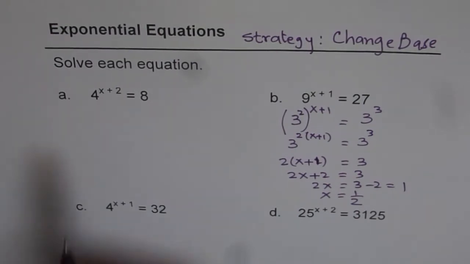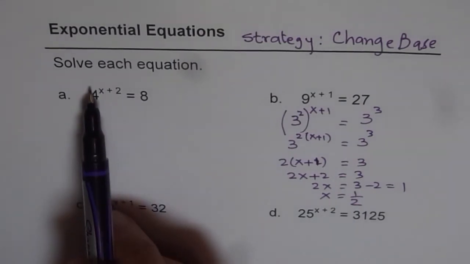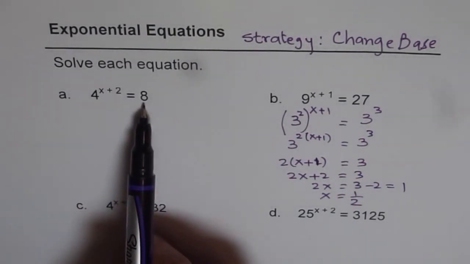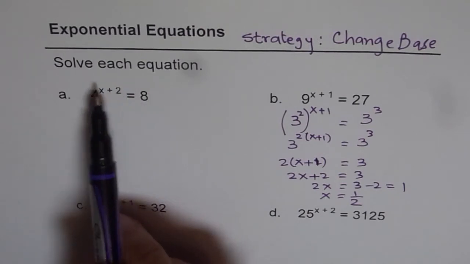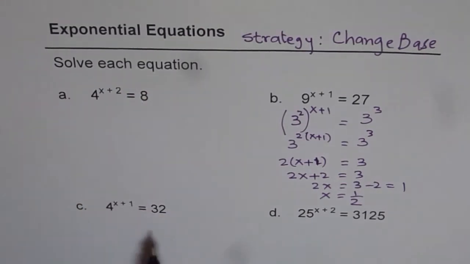Now let me do the first one also for you. Easy, right? Or should I write down the equation for the last one? Well, up to you. I think you get it. Replace 4 with 2 square, and 8 of course will be 2 cube. Then 2 times x plus 2 equals 3. Solve for x. Here, same thing. So 4 replaced by 2 square. So 2 times x plus 1 equals 32, which is 2 to the power of 5.